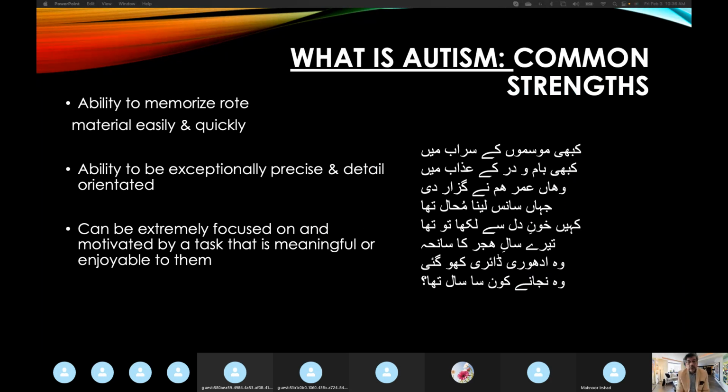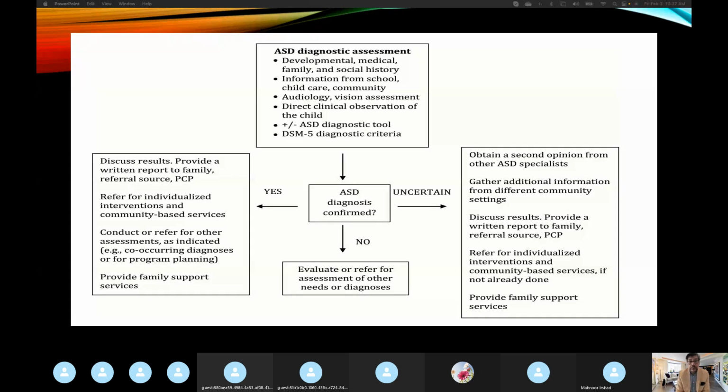They do the rote learning. They are good in repeating. They are easily able to pick one thing and then stick to it for the rest of their lives, which is unfortunately a problem. They have exceptional, precise, detail-oriented abilities, and they can be extremely focused as well. So we have to be careful.